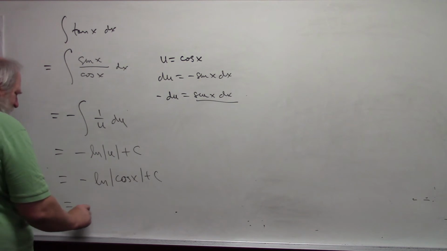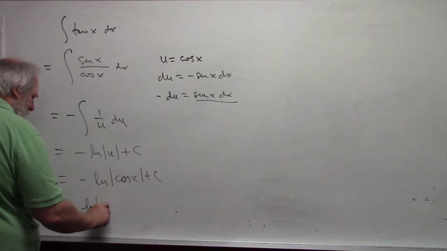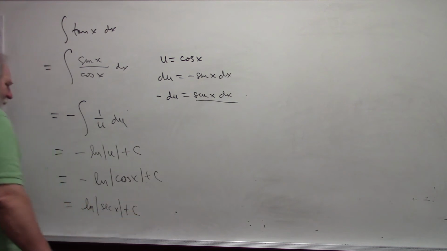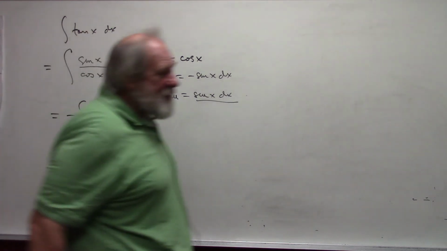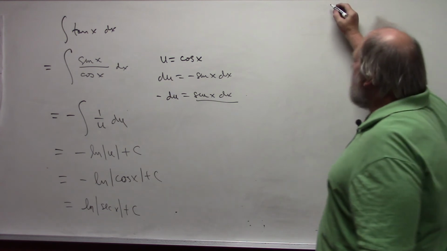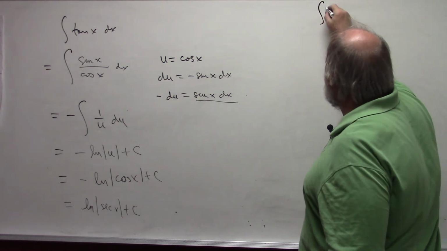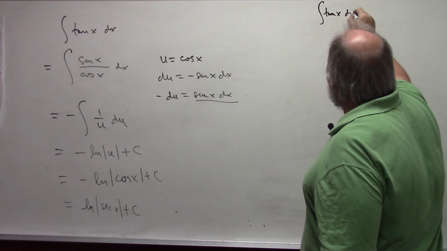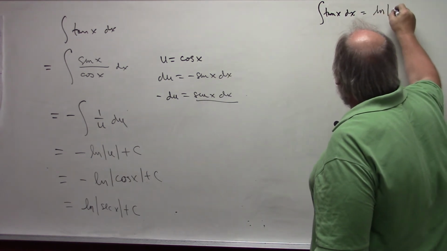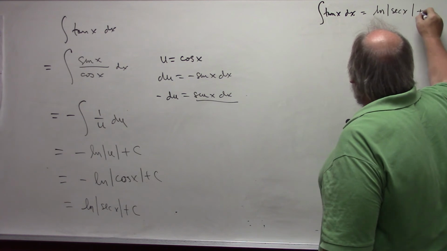This is the same as the natural log absolute value of secant of x plus c. This is what I will use basically as the antiderivative of tangent of x. And this, because it occurs so often, is a new basic antiderivative form. This is the natural log absolute value of secant of x.